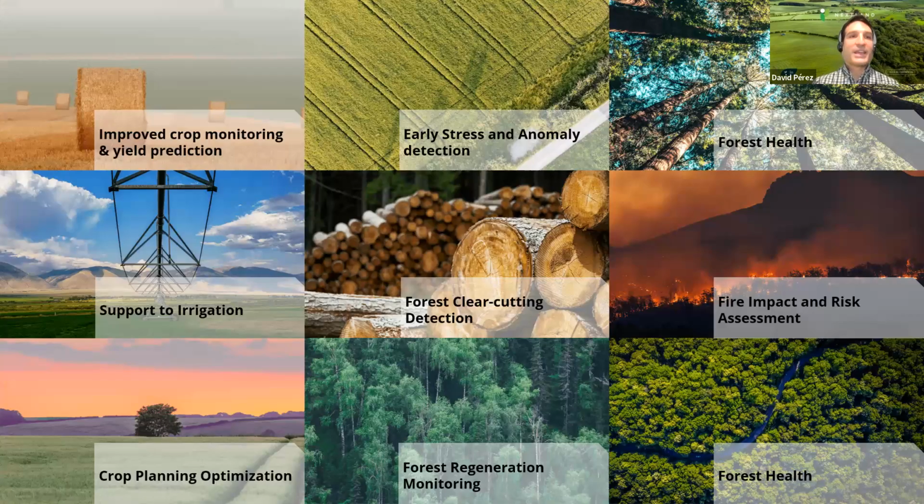Improved crop monitoring and yield prediction, support to irrigation. The ones on the left-hand side and the one on the top of the middle are related to agriculture, whereas forest health, fire impact, and risk assessment, the 5 on the right-hand side, have to do with forestry. There is information available for each of these user scenarios that we will be sharing with you.